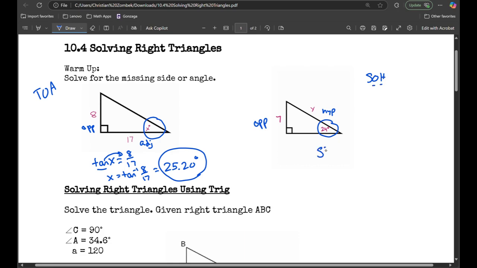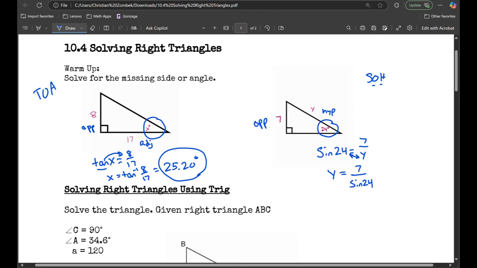So I'm going to do the sine of 24 equals the opposite is 7 over the hypotenuse, which is y. We're going to solve for y by cross multiplying, or switching the y and the sine of 24. That's a little trick. Y equals 7 over sine of 24.